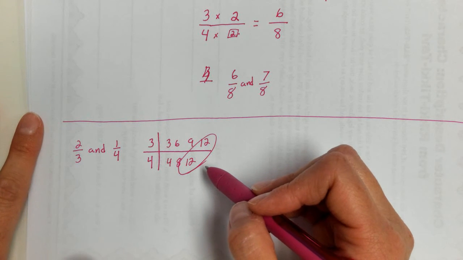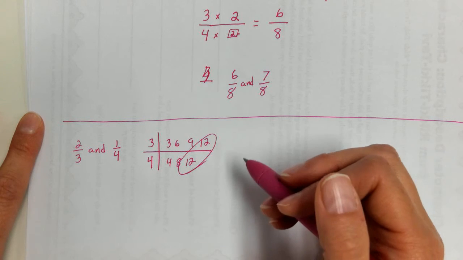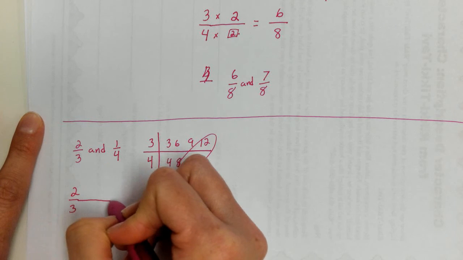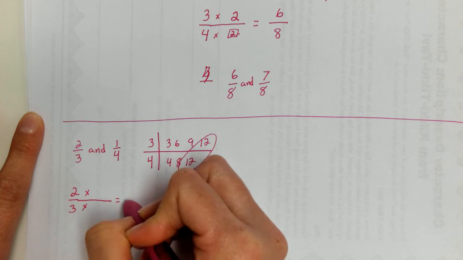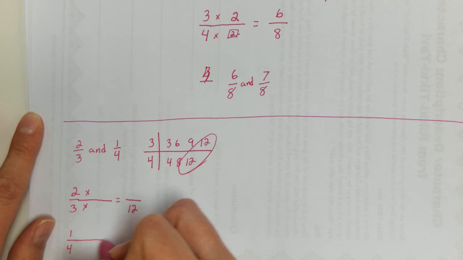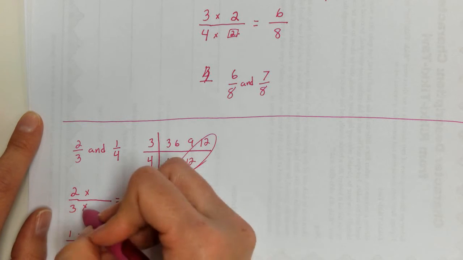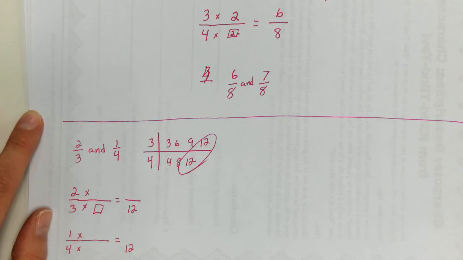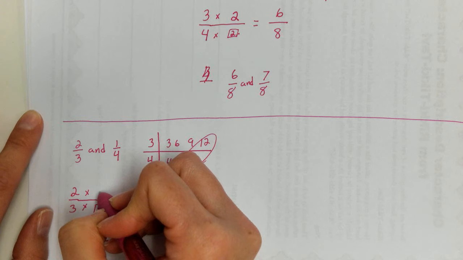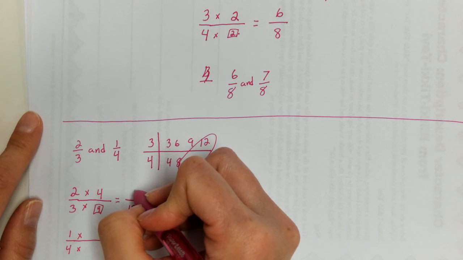That's going to be my denominator. For 2/3, I'm going to find an equivalent fraction with 12 as my new denominator. All right, let's start with 2/3. 3 times what equals 12? 4. So what am I going to do with the 2? I'm going to multiply it by 4. So 2 times 4 equals 8.